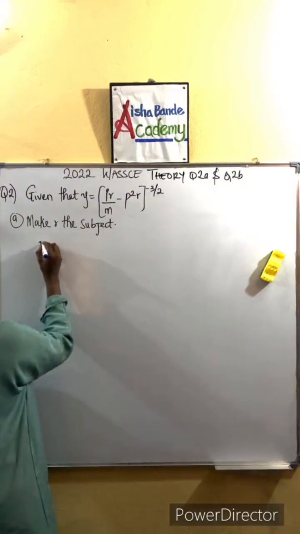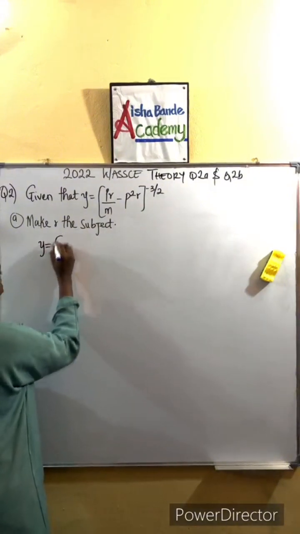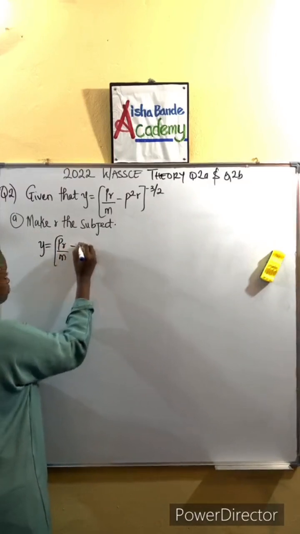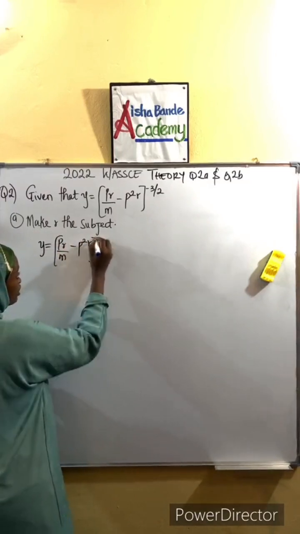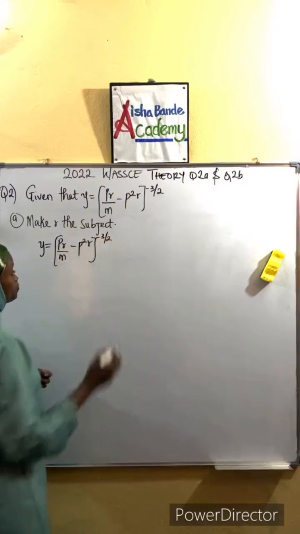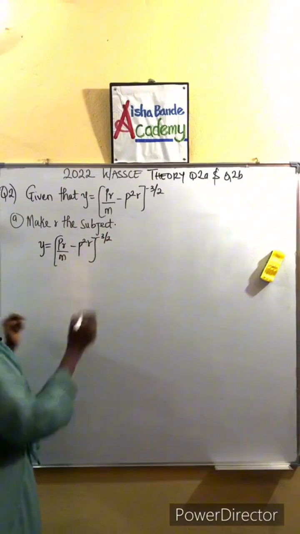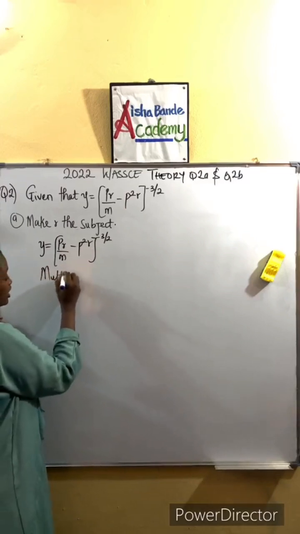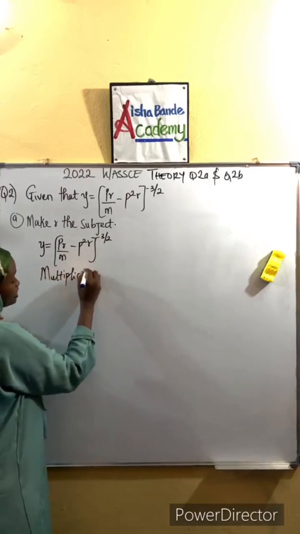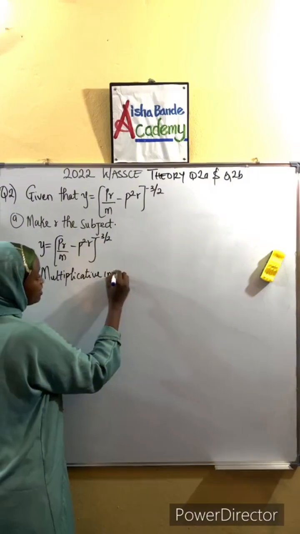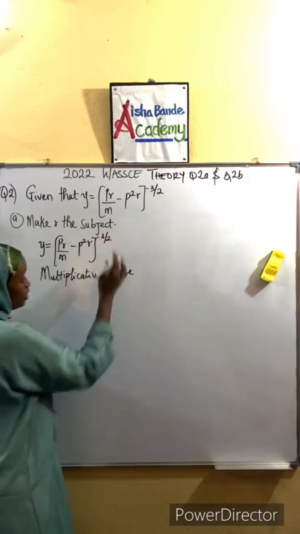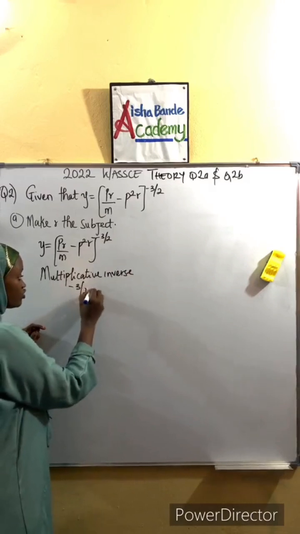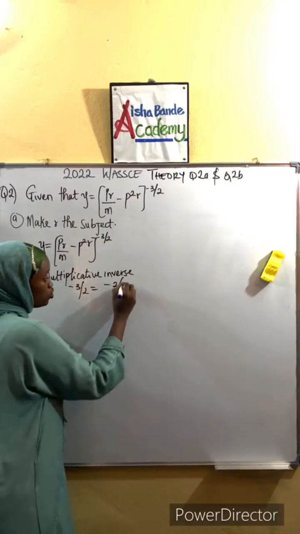So let's begin. We have that y is equal to (pr over m minus p squared r) raised to the power of minus 3 over 2. So from here, the power is minus 3 over 2. The first step we have to take is to consider the multiplicative inverse of the power. And the multiplicative inverse of minus 3 over 2 is going to be minus 2 over 3.